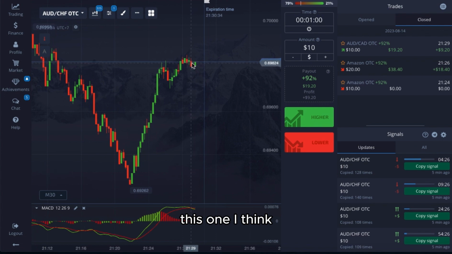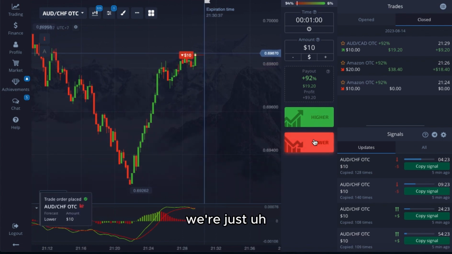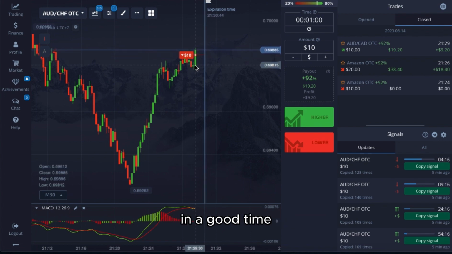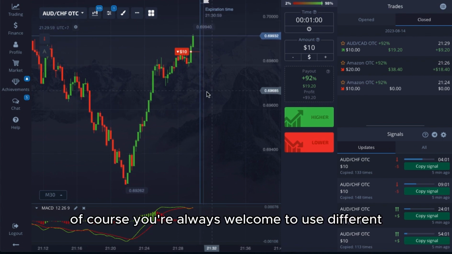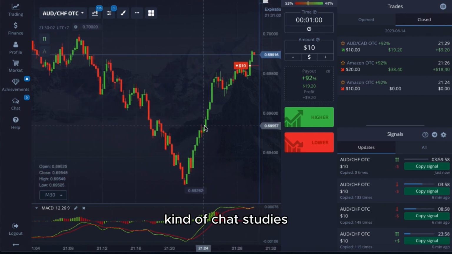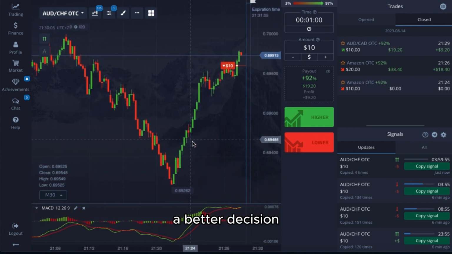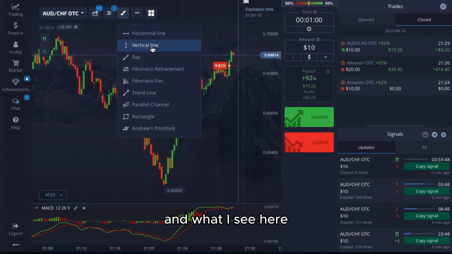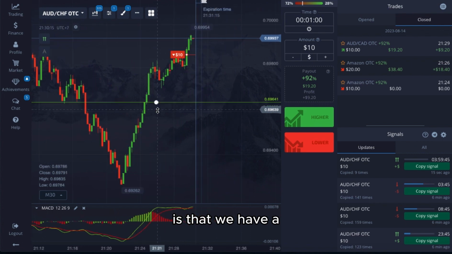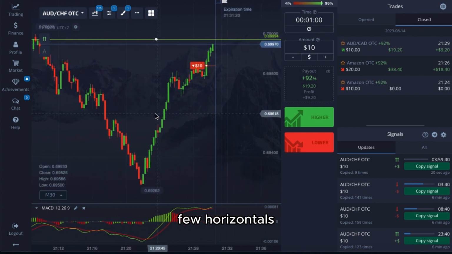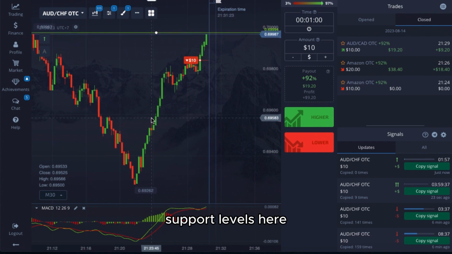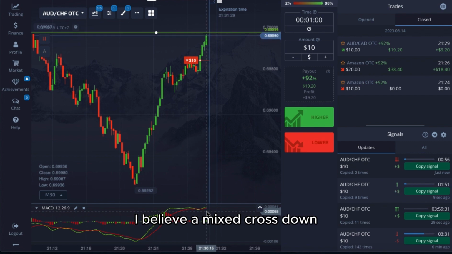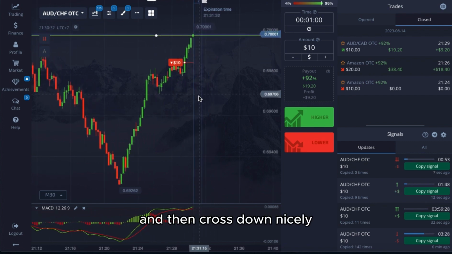This one, I think we were just okay. This is where the cross happened, so we are actually in a good time for this trade. Of course, you're always welcome to use different kind of chart studies to help you make a better decision, such as horizontal resistances. And what I see here is that we have a few horizontal support levels here. So it's a matter of sooner or later, if it doesn't do on this one, I believe on the next cross down it will have some resistance at this point and then cross down nicely.